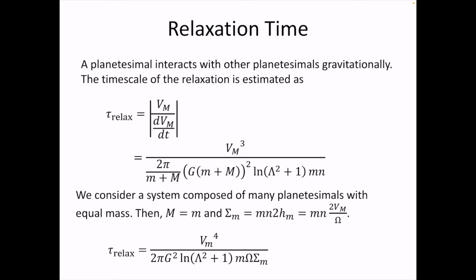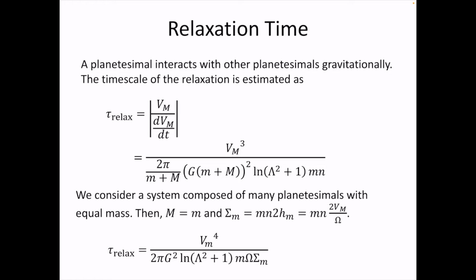Then we'd like to estimate the time scale for the dynamical friction, the change of the velocity due to the gravitational interaction with the other planetesimals. We call it the relaxation time. A planetesimal interacts with other planetesimals gravitationally. The time scale of the relaxation is estimated as T sub relax equals v sub m over dv sub m over dt. You can substitute dv sub m over dt into the equation.